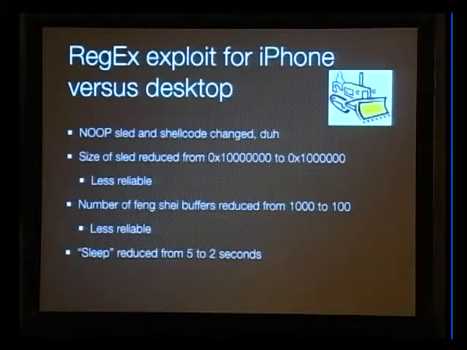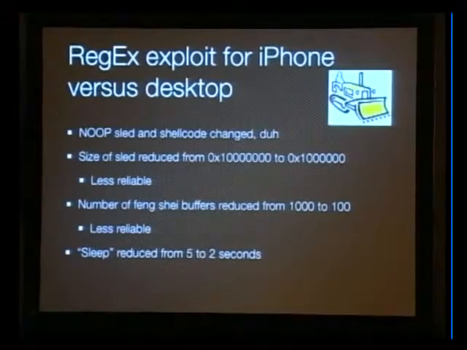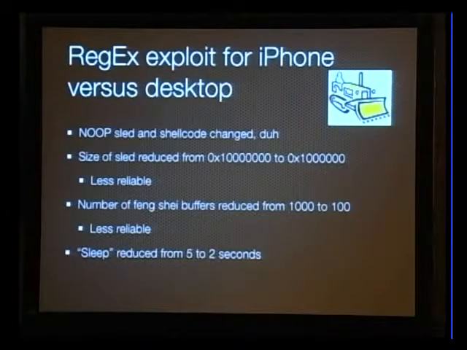Likewise, I talked about how in the feng shui you have to allocate a ton of buffers, right, to fill up all the holes and then to make the ones on the end that are adjacent. Well, on the desktop version, I allocated 1,000 of those buffers. I couldn't do that on the iPhone version because, again, I ran out of resources. So instead, I only allocate 100 buffers. And again, what this means is if your heap is really defragmented, like you have more than 100 of these holes to begin with, then the exploit's not going to work. So you end up with a less reliable exploit on the iPhone than you would on the desktop.